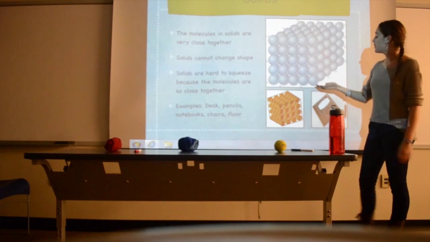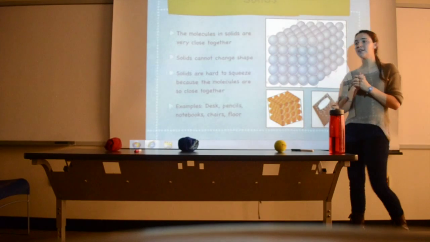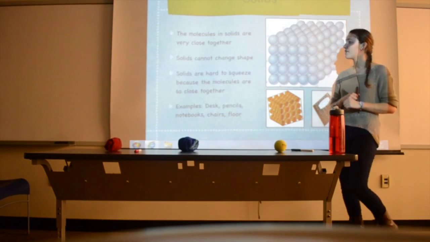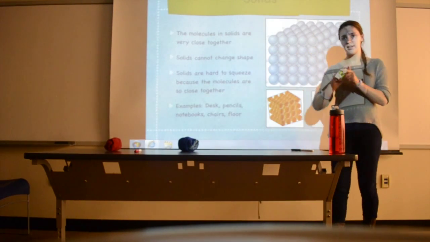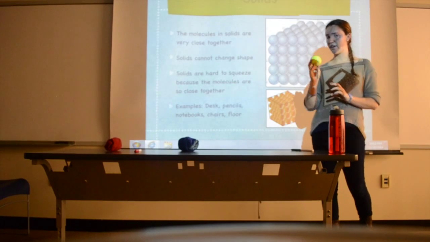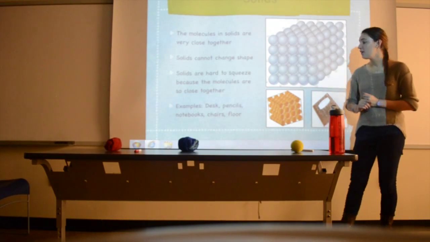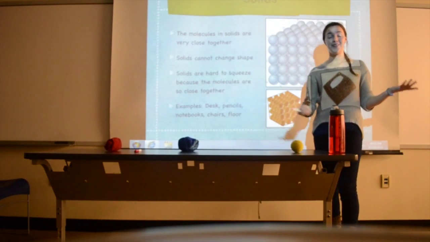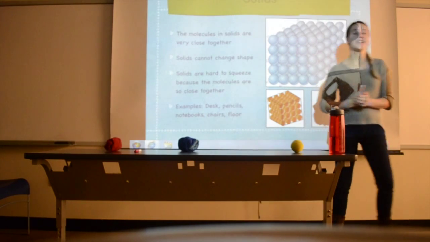So if you look here, I have a cube, and it's filled really tight with molecules. Well, that's because the molecules in solids are very close together, and solids can't change shape. So no matter how hard I squeeze this ball or try to twist it, it's still going to be a sphere. So some examples maybe of a solid are your desk, or a pencil, or your notebooks that you guys have out on your desks, or the chairs, or the floor we're standing on, really.